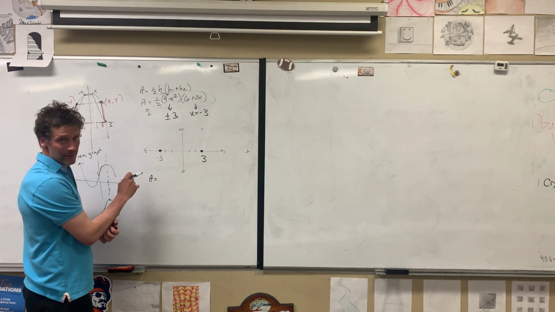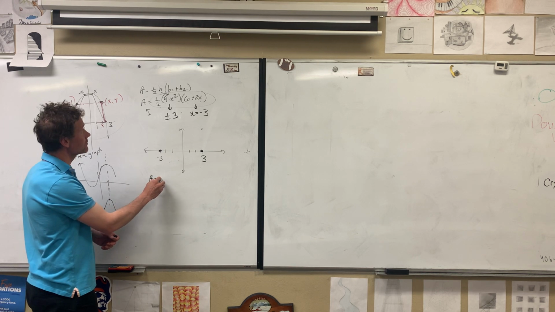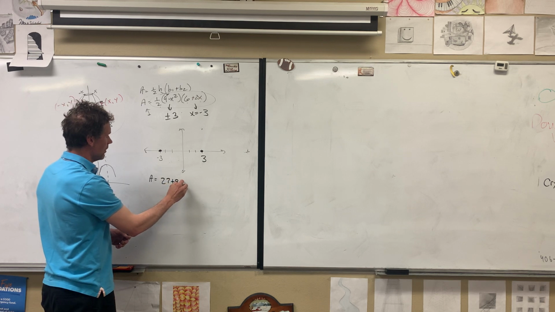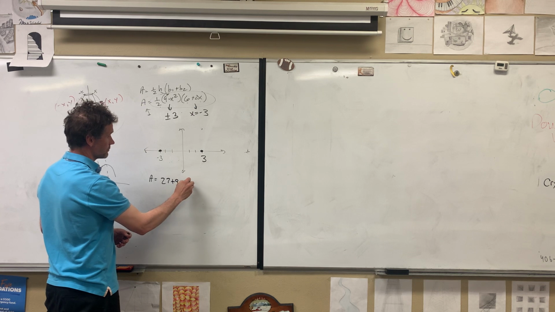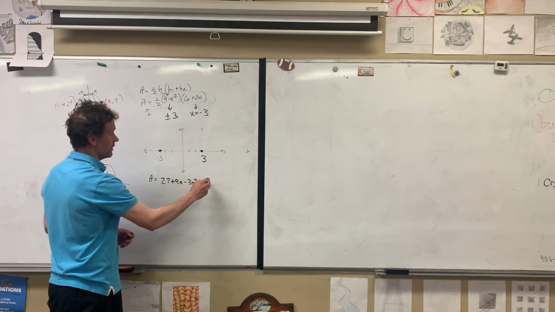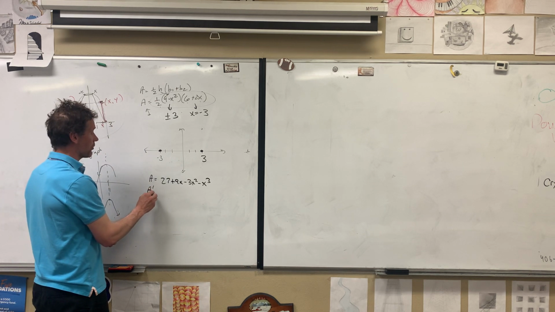What did you get for the foiling? Not the derivative, but what did you get for the foiling? 27 plus 9x minus 3x squared minus x cubed. Anybody agree or disagree? Agree. Okay. What's A prime?